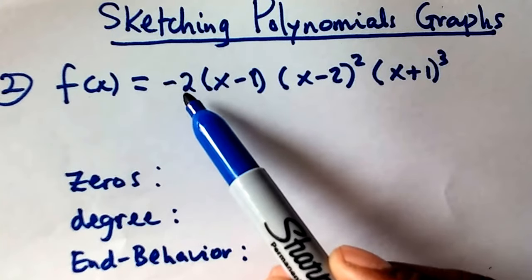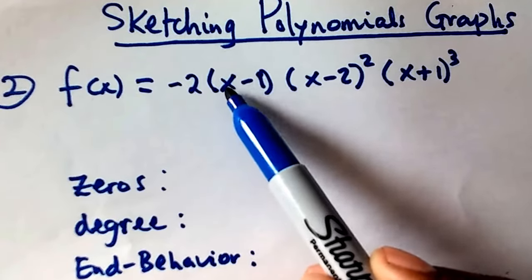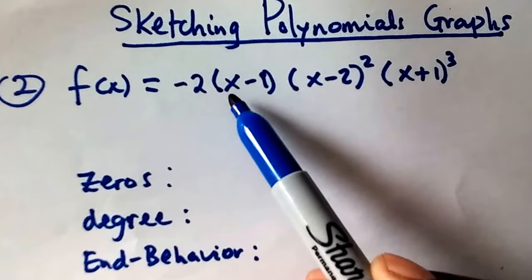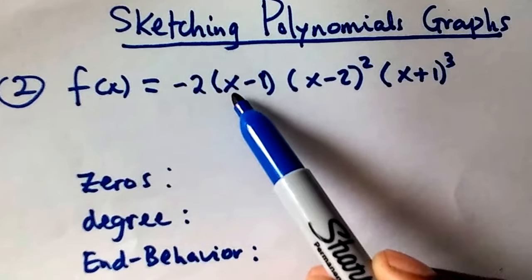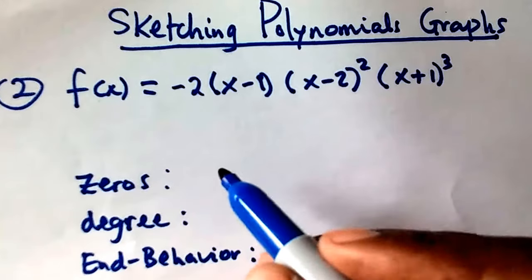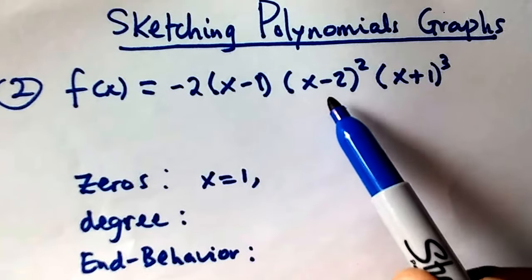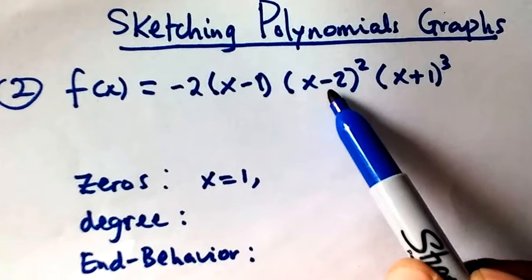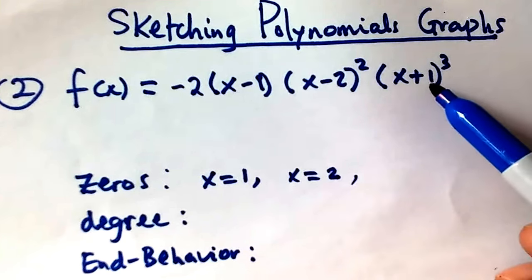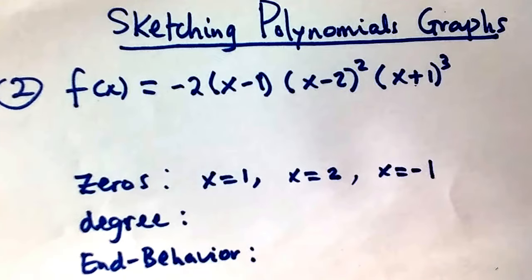But first, we need to determine the zeros. There are actually 4 factors: this is a factor, another factor, another factor, another factor. But the factors that count toward the x-intercepts are 3. So there's the x minus 1, the zero of which will be x equals 1. And there is x equals 2 coming from the second factor, and then there is x equals -1 coming from this factor. So we found the zeros.